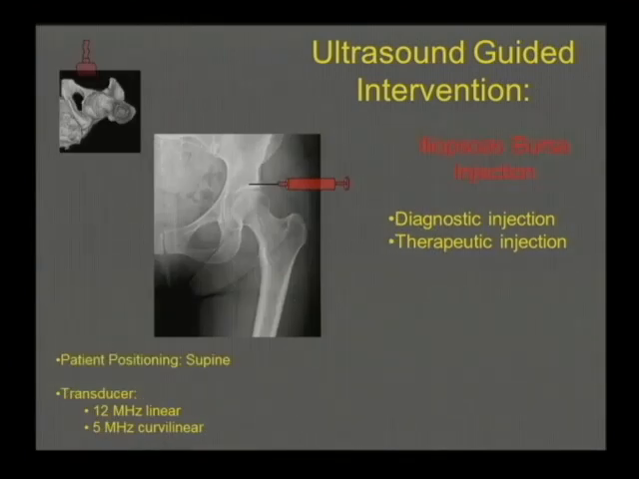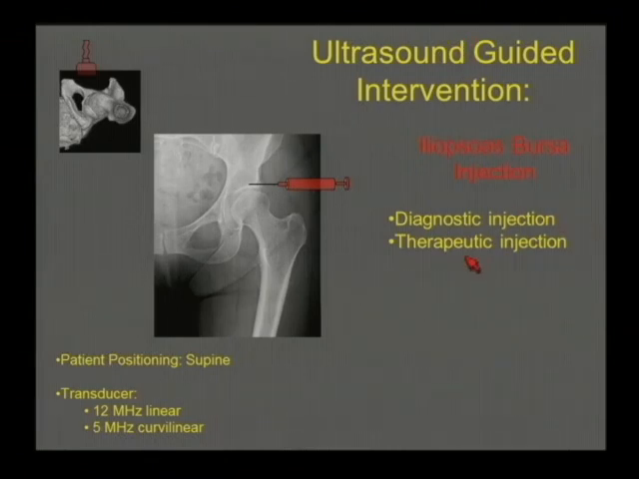All right, moving on to the iliopsoas bursa injection. Again, a common procedure that we're asked to perform. The patient is positioned supine, just like for the last procedure. We do this sometimes for diagnostic purposes. So if a patient has anterior hip pain, and it's unclear if it's coming from the iliopsoas tendon or bursa, or from the joint, sometimes we'll just do anesthetic.